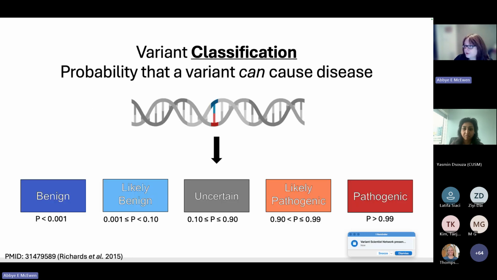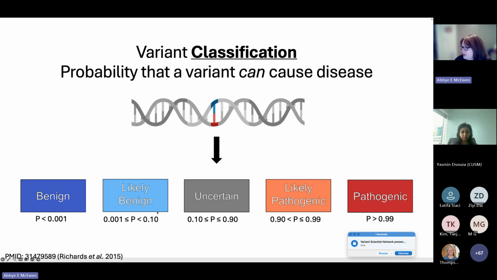So what I want to do is just start with the basics. Every talk needs a grounding. Everyone in this room is presumably a variant scientist and knows that every single variant we look at clinically gets sorted into one of these 5 big buckets: benign, likely benign, uncertain, likely pathogenic, or pathogenic. This is based off the 2015 ACMG framework. The idea is that each of these big buckets maps to a probability that a variant is causal of disease. So pathogenic is above 99%, while benign is less than 0.1%.